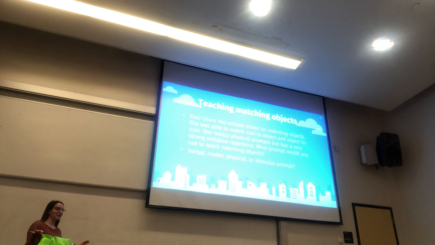So a lot of people said model, and then a few people said stimulus prompting. So we're looking at the response of matching an object to an object. So someone who put model, tell me how you would do that with a model prompt. Callie? So like if you have a car and a car, you would match the car for them and then hand it to them again.